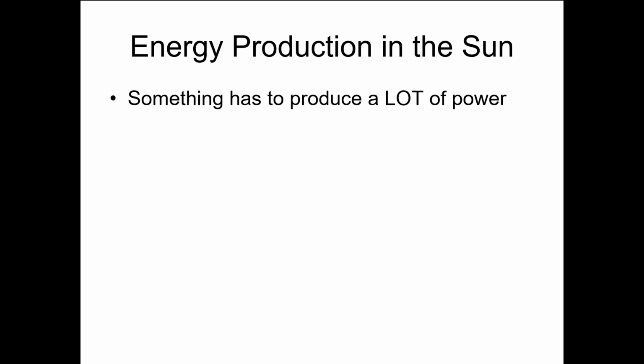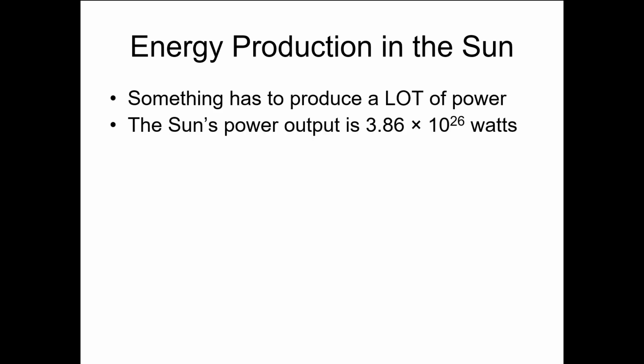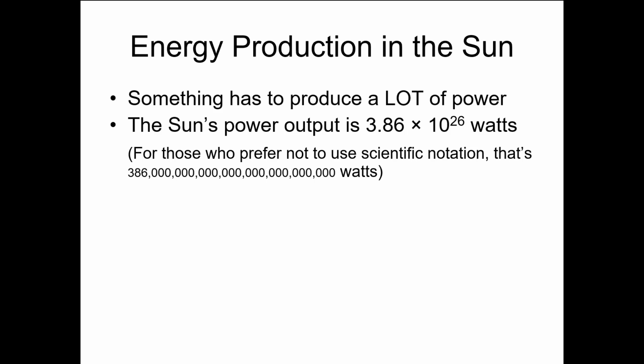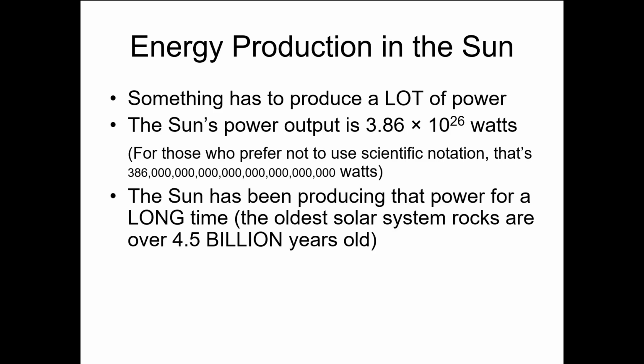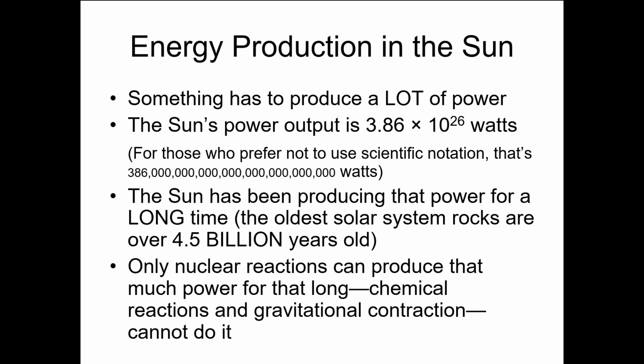Something has to produce a lot of power. The Sun's power output, you can see there, 3.86 times 10 to the 26th watts. That's enormous. If you prefer not to use scientific notation, you can read it in standard notation. And the Sun's been doing this for a long time. The oldest solar rocks, those we find in asteroids, are more than 4.5 billion years old, closer to 4.6 billion years. And only nuclear reactions can produce that much power for that long. Chemical reactions and gravitational contraction just don't do it.